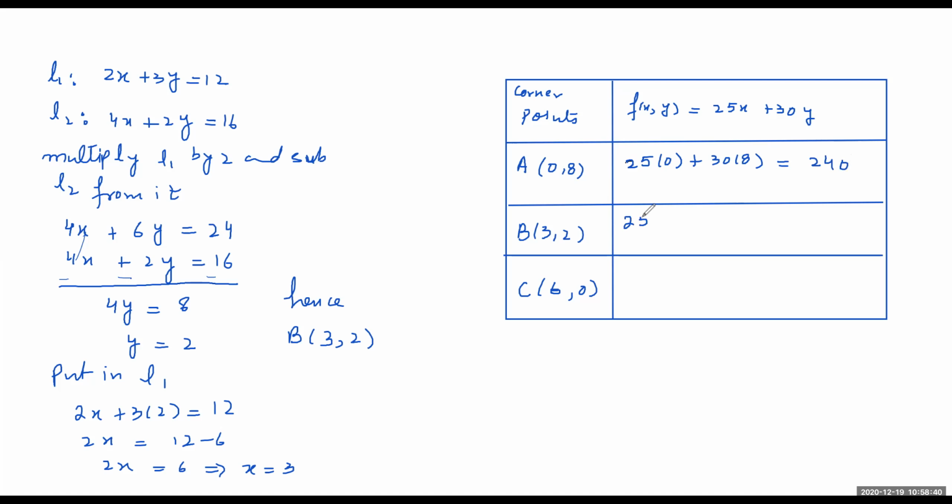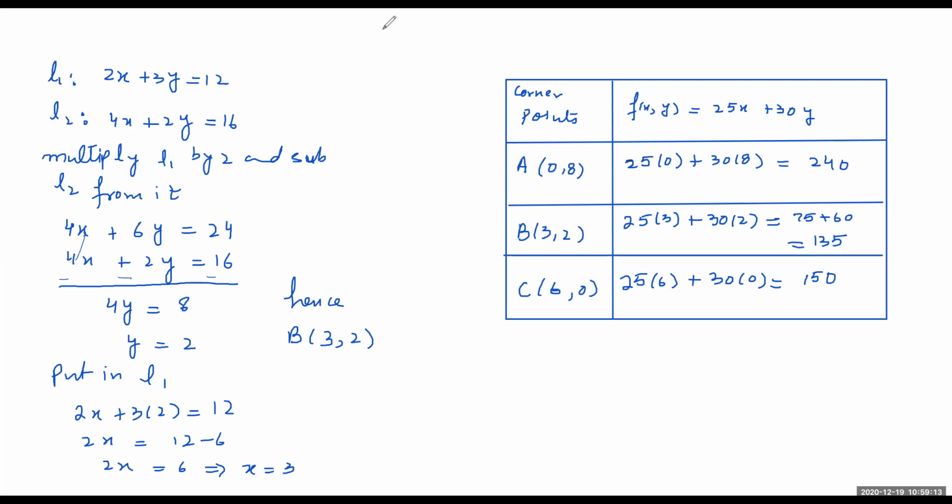Then 25x plus 30y at point B, put 3, 2 in it. 25 into 3 plus 30 into 2. As a result, you get 75 plus 60. The answer becomes 135. The last one, C, 6, 0. Put this corner point in it. As a result, you will get 25 into 6 plus 30 into 0. Result: 150 plus 0, or you may simply say 150.